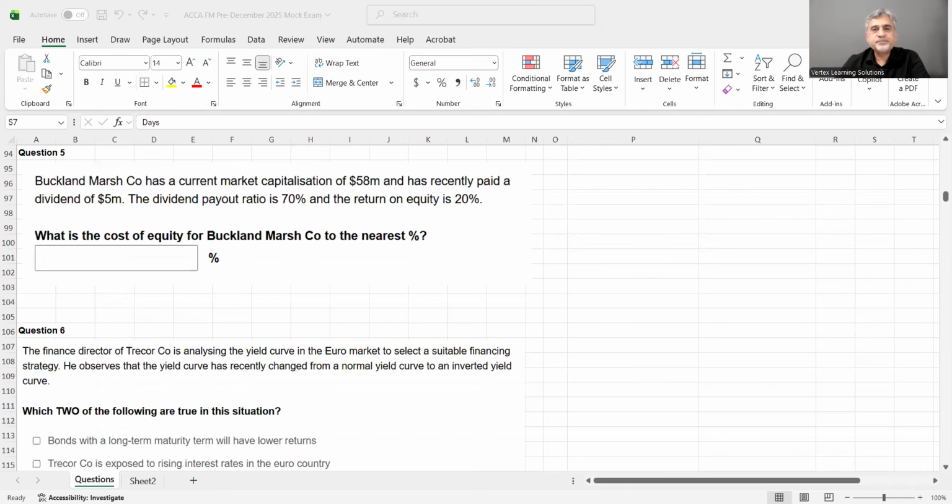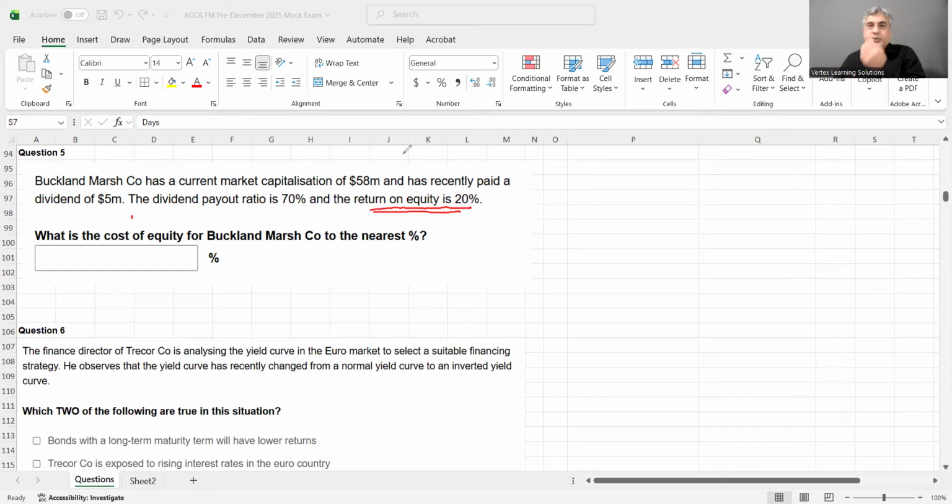Buckland Marsh company has a current market capitalization of 58 million and has recently paid a dividend of $5 million. The dividend payout ratio is 70% and the return on equity is 20%. Return on equity means that the money which you invest in the business, how much it gives you. What is the cost of equity for Buckland Marsh Company to the nearest?